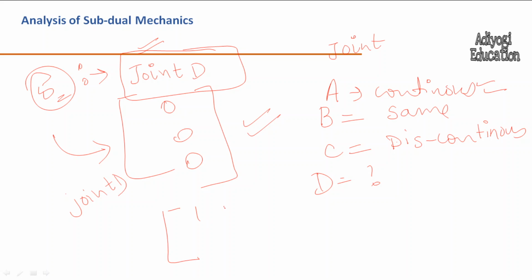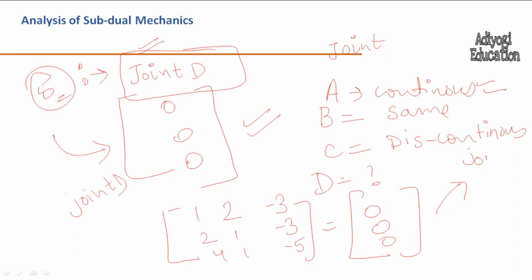Suppose I have 1, 2, minus 3, 2, 1, minus 3, 4, 1, minus 5. The solution is what? 1 and 2 is 3, 3 minus 3 is 0. 2, 1, 3, 3 minus 3 is 0. 4 and 1 is 5, 5 minus 5 is 0. So this is an example of joint D movement. I hope now you have understood how to identify whether it is A, B, C or D. E doesn't exist, sorry. I hope this concept is clear to you now.